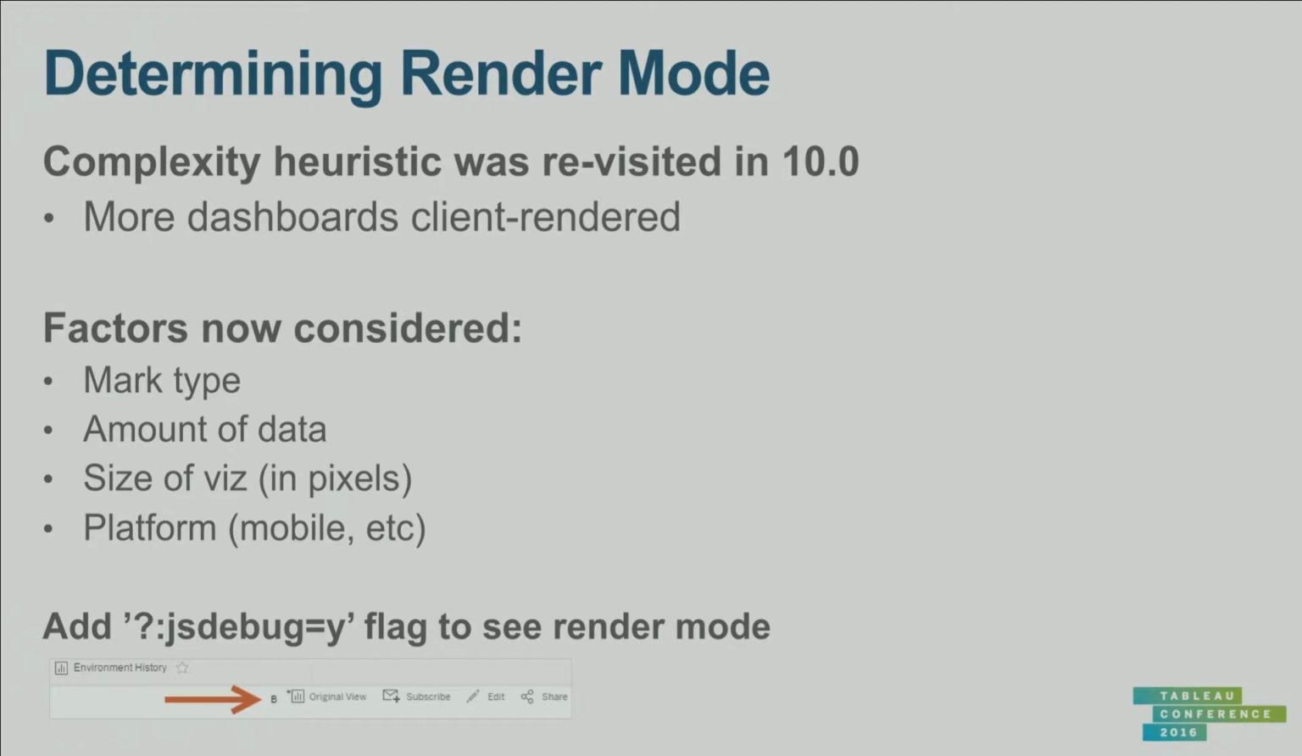Another way is if you add the JS debug flag as a query parameter to the URL, we'll actually show, hopefully this is visible, it's kind of low on the slide, I apologize, in the toolbar, there's a little indication here that will be B or S. B is browser rendered, S is server rendered. So that's another way to tell also. As I said, I usually just hover and you'll see the outlines drawn over all the marks, and that's the quickest way to determine.